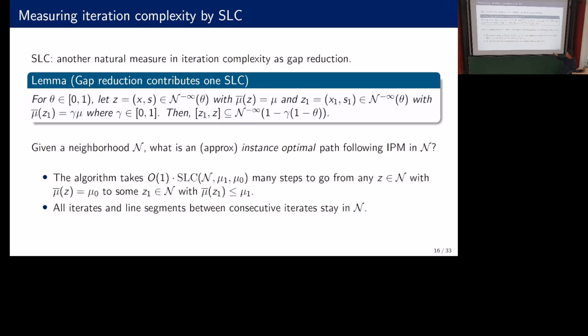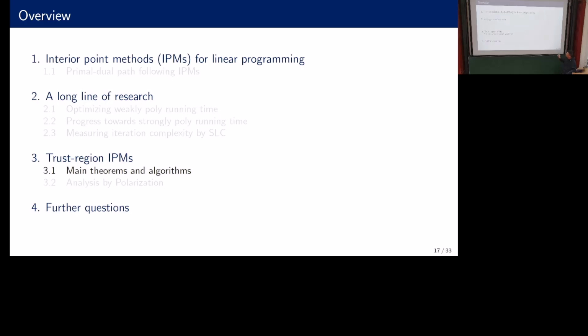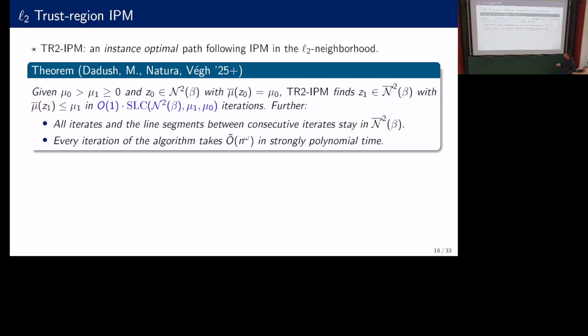Perhaps more importantly, the step better be computable, because it seems a bit like cheating to take a step directly towards the central path. So with all these notions in mind, I can now introduce our main algorithms and also give an overview of how they work. The first algorithm, I call it the L2 trust region interior point method.